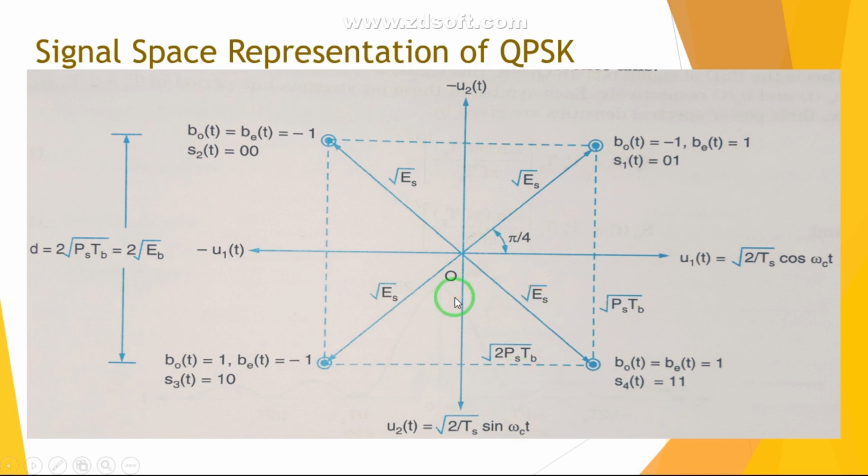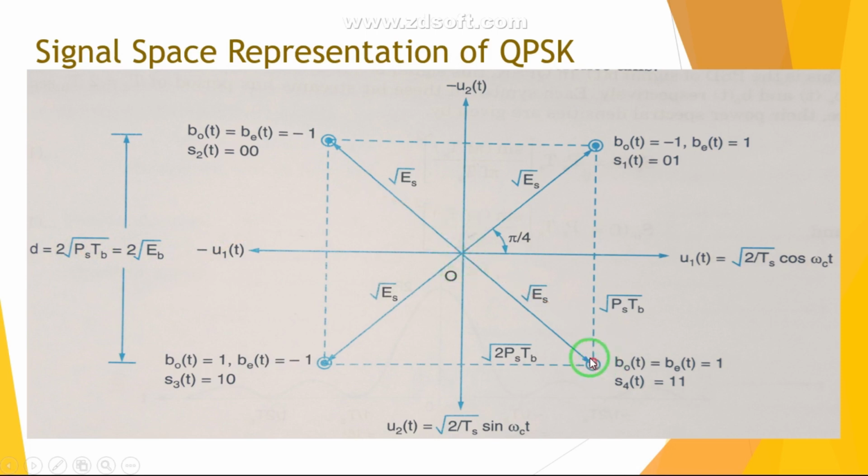You can see the difference between these 2 points. The 2 points differ by only 1 bit. So this distance is nothing but twice the root of PsTb. See, this is root of PsTb, and this is also root of PsTb. So the addition of these would be twice the root of PsTb, so it would be twice the root of Eb. Understood? And this is your origin.